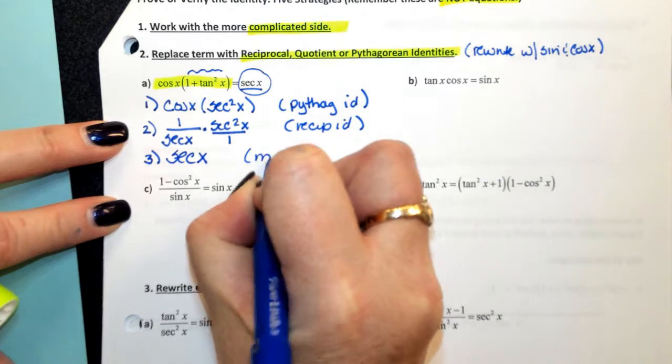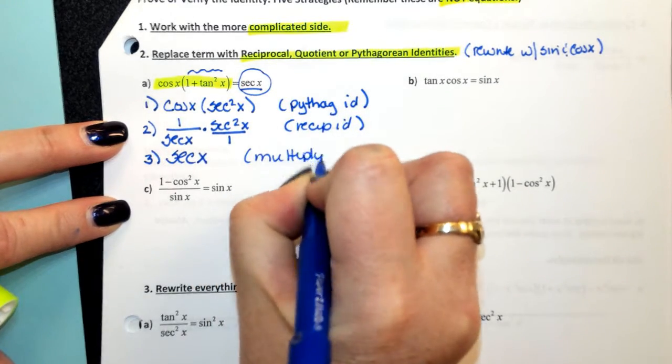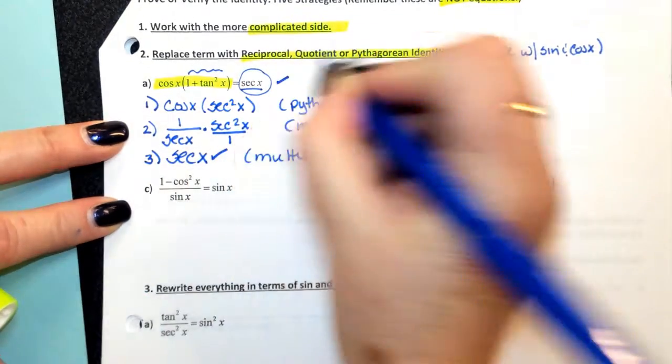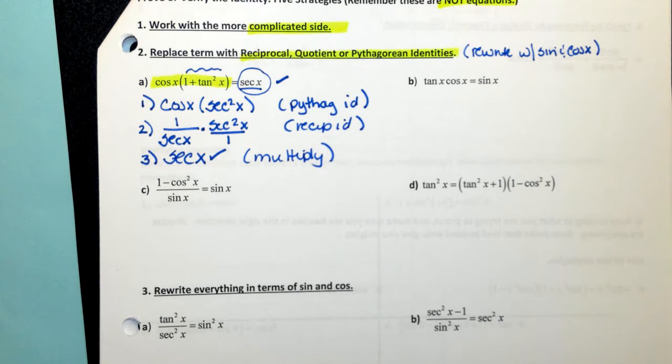And here you just multiply. And you're done. Because now you have that secant x equals secant x. But that's what you're doing. So you always want to kind of keep an eye on where you're headed when you're doing these. Now let's take a look at B. Like I said, pick your more complicated side, and that's the side you're going to manipulate.